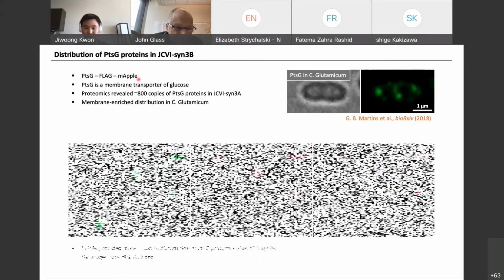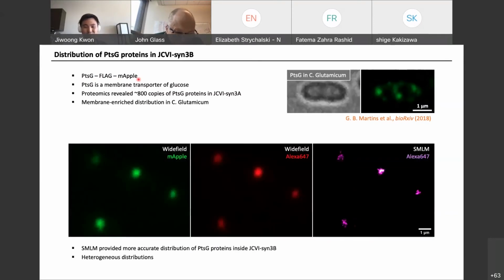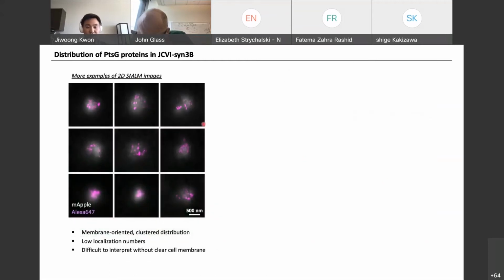When the sample was well prepared, we could observe well-colocalized fluorescence signals between mApple and Alexa 647 labeled on the FLAG tag. The single molecule localization images provided more structural details from the Alexa 647, and the result generally showed a high level of cell-to-cell variance. Here are some more examples of the PtsG distribution in JCVI-syn3B.